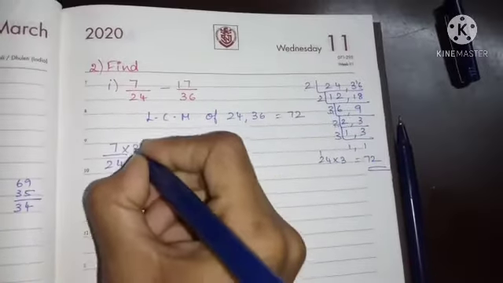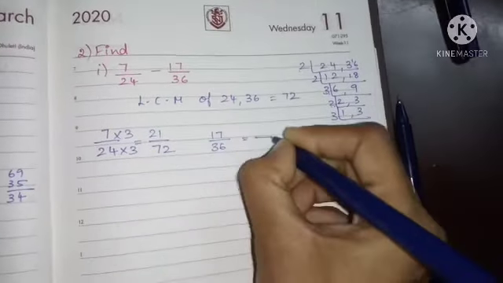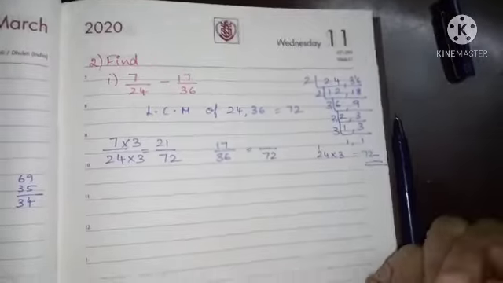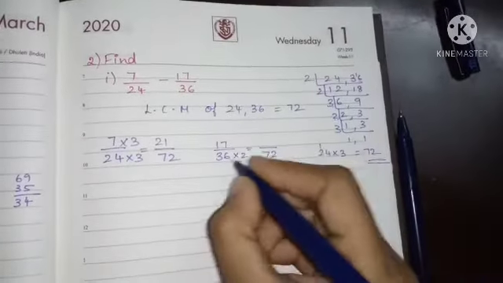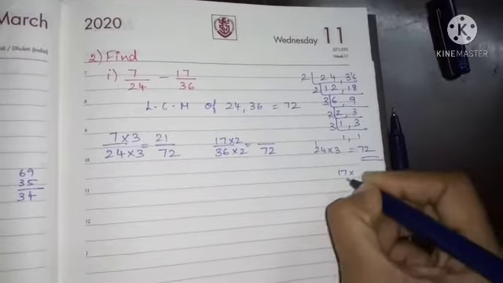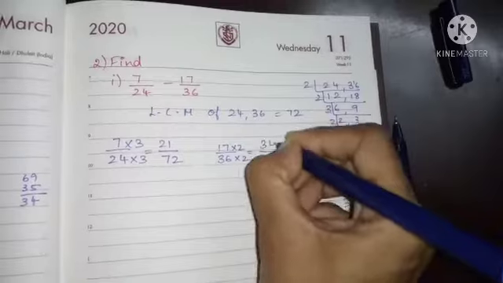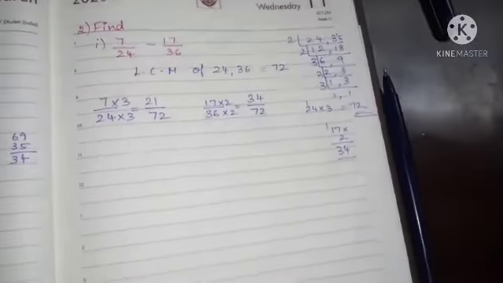24 into 3, upper 7 3s are 21. 17 by 36, I have to make it as 72. So 6 2s are 12, 3 2s are 6, 7. Okay, into 2, 17 into 2, 7 2s are 14, 3, 34 you are getting.